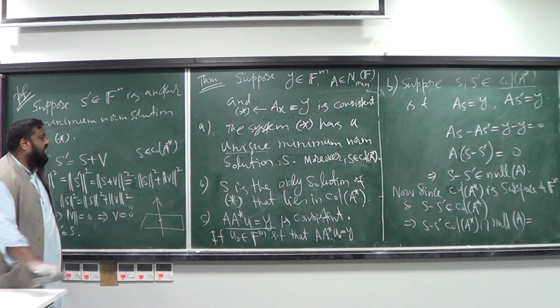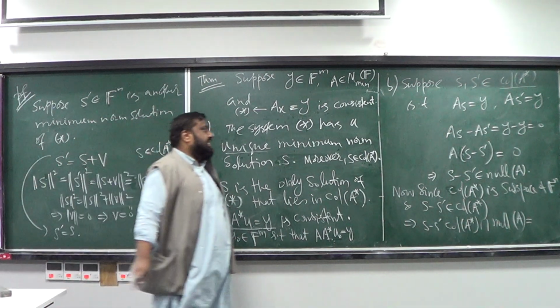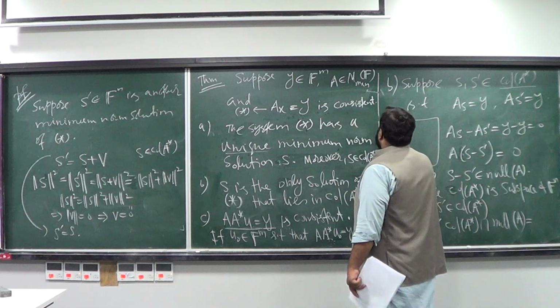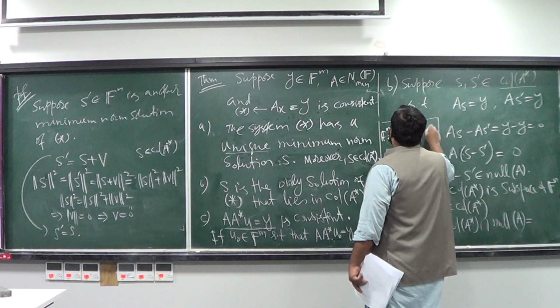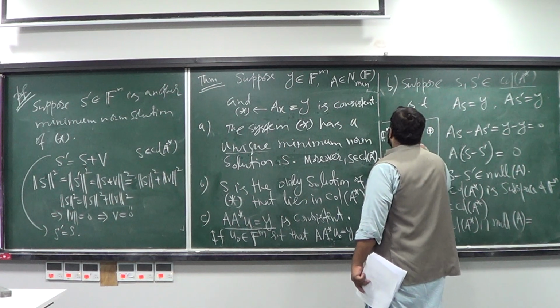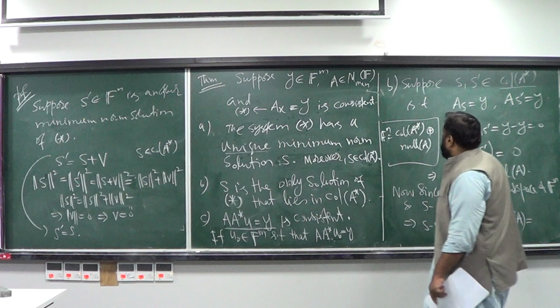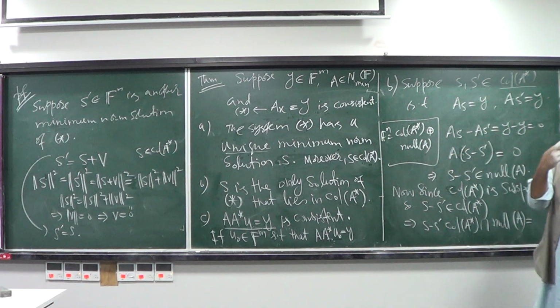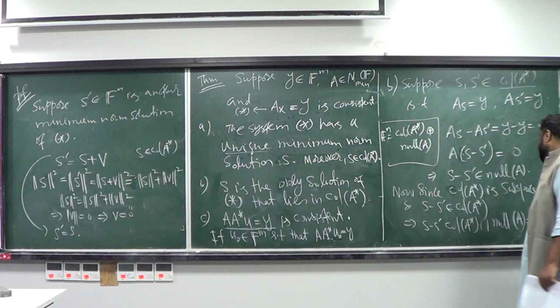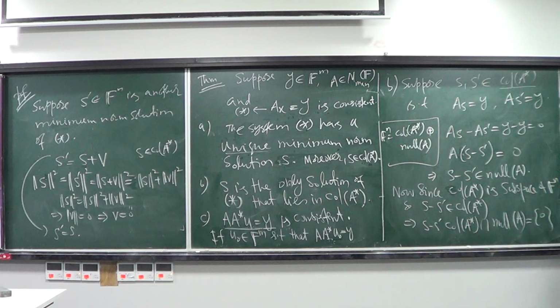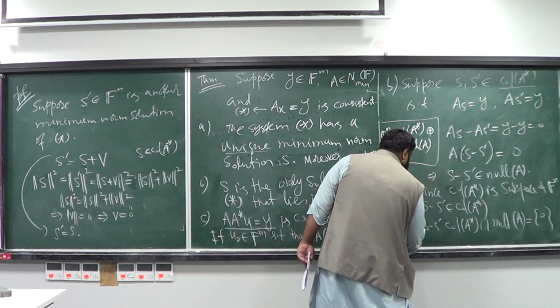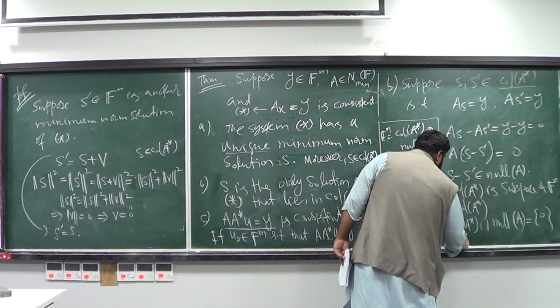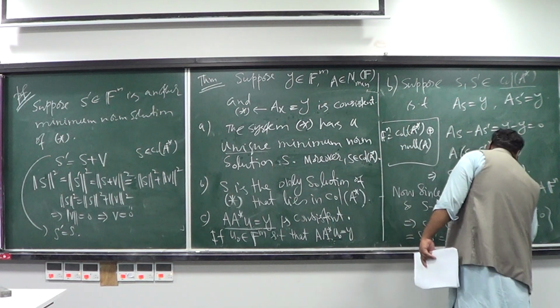We also know that Fn is a direct sum of the column space of A star and the null space of A. So in these two subspaces, there can be only one vector that is common, that is 0. That means that if S minus S prime belongs to this intersection, then S minus S prime must be 0. This implies that S must be equal to S prime.